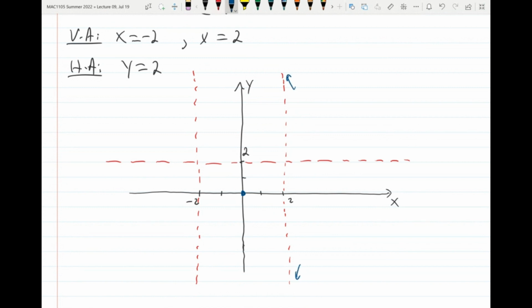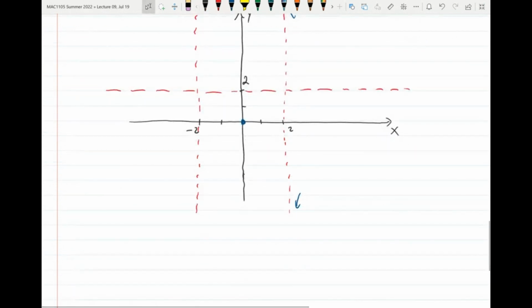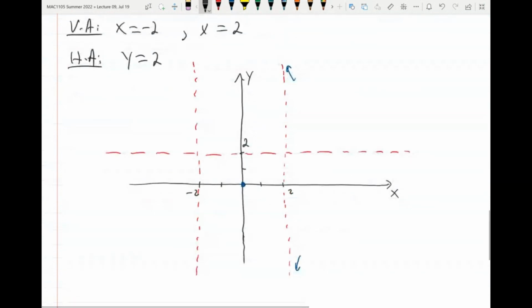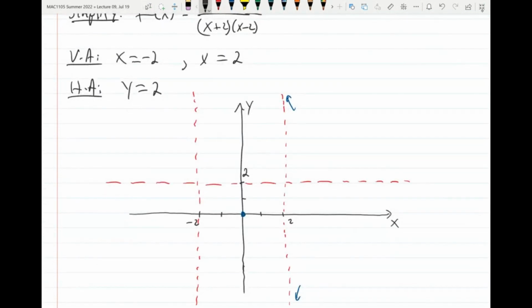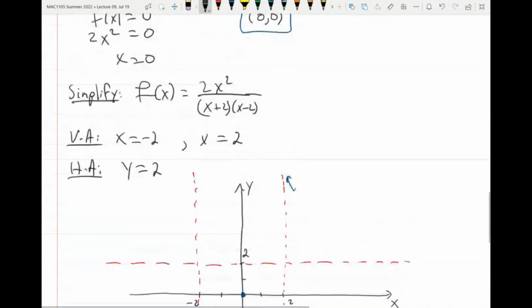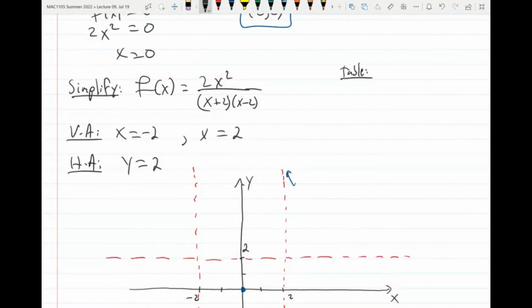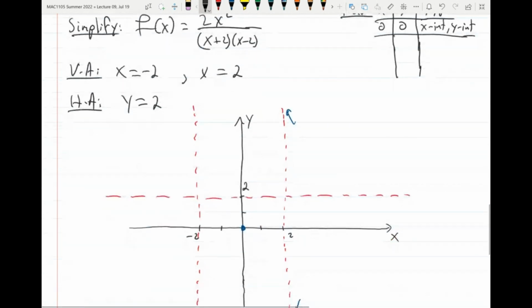To the right, it's either here or here. And let's start making a little table. That way, we have more points to work with. So I'm going to put my table here: x, y, and then the type. We found the point 0, 0. This was x-intercept and y-intercept, okay? And that's it. We didn't find any holes, so no holes. So now let's find one more point.